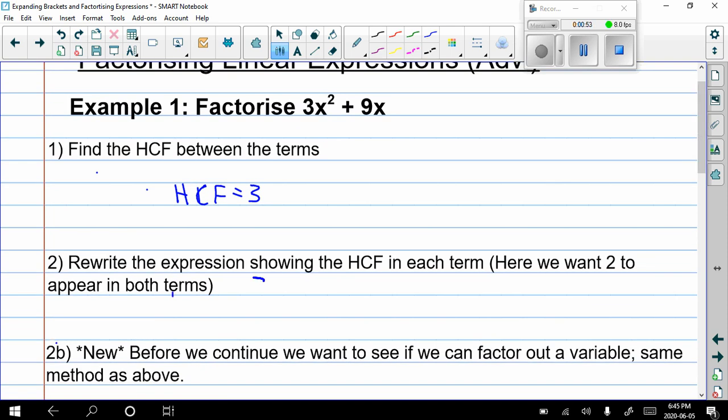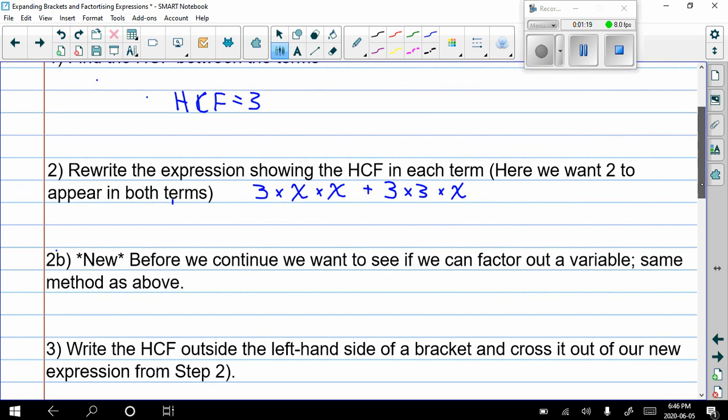So let's break up all parts of our expression. So 3 times by x times by x, because we can break up x squared as x times x. And then 3 times by 3 to make our 9. And then just times by the other x over here. So notice, very similar. The only thing we had to do is break up our variable too.